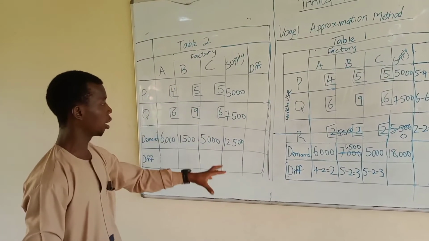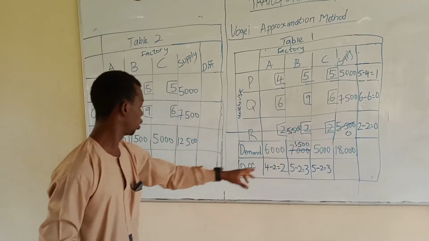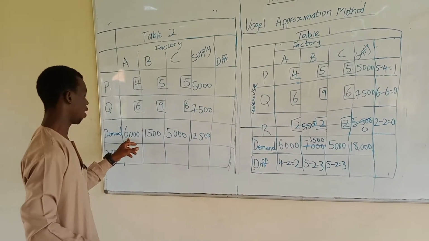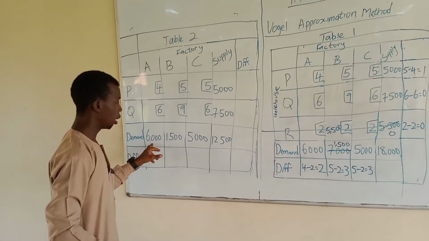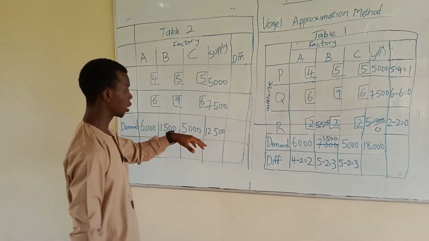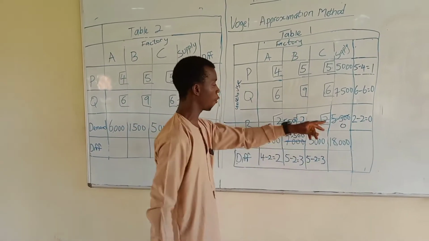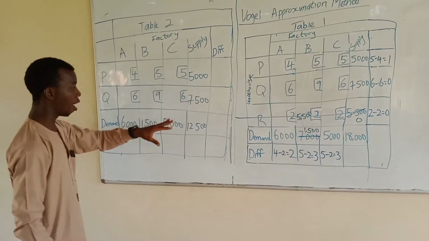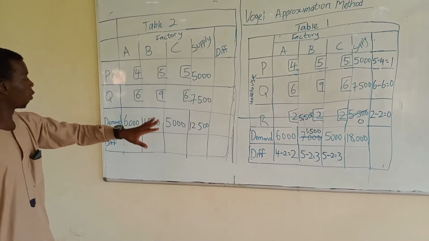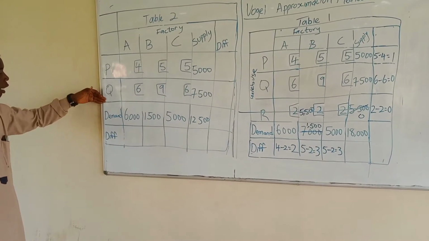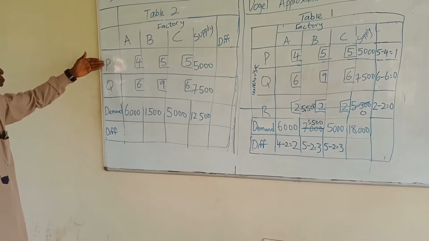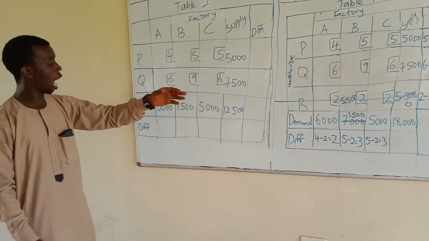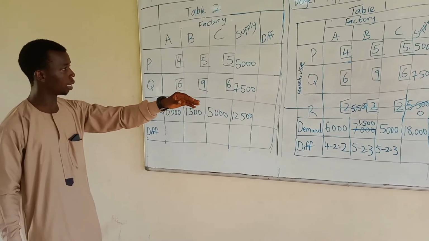We have to prepare it. This 1,500 is here. The 6,000 that have not been allocated, here it is. Likewise others. And this 5,500 that have been satisfied, we have removed it from it. So we only have PQ. We only have warehouse P and Q because the demand of warehouse R has been met.